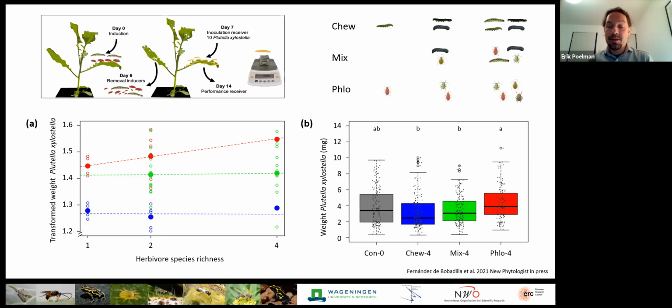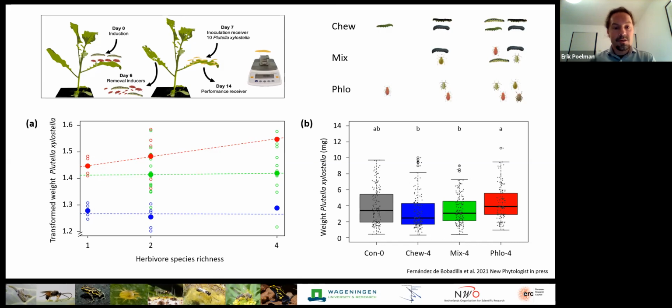And then we induced these plants with these combinations of insect herbivores, and then we fed the plant to yet a new herbivore, the diamondback moth, to monitor basically how the plant has changed its possibility for resistance against a late arriving herbivore when it had already dealt with either 1, 2, or 4 different herbivore species that were more similar in their traits, all being from the same feeding guild, or being more different, being from different feeding guilds.